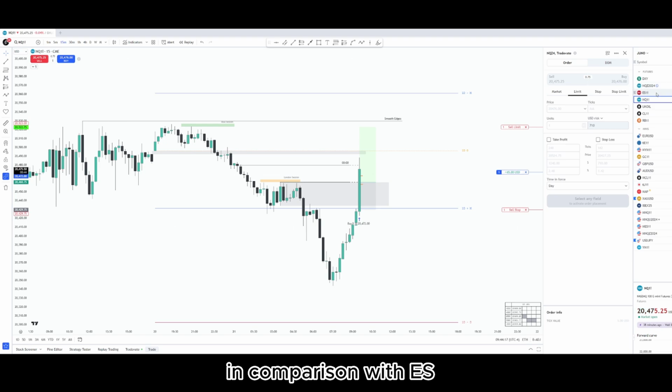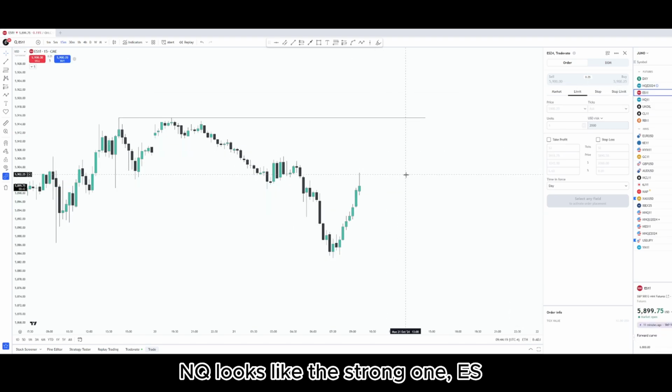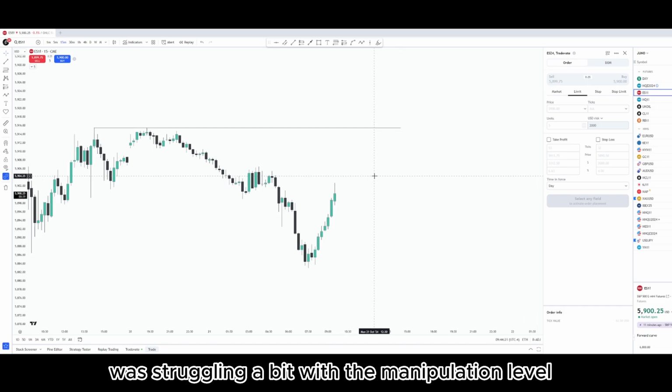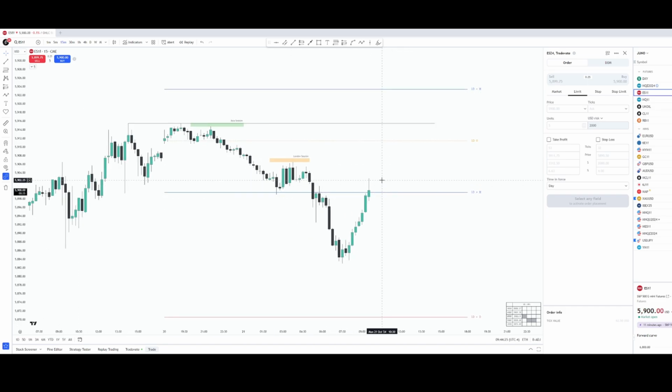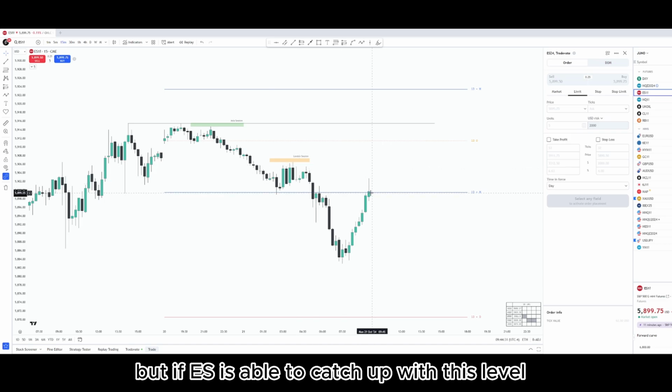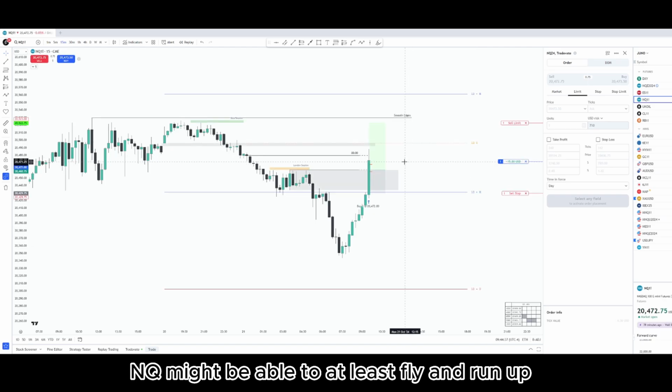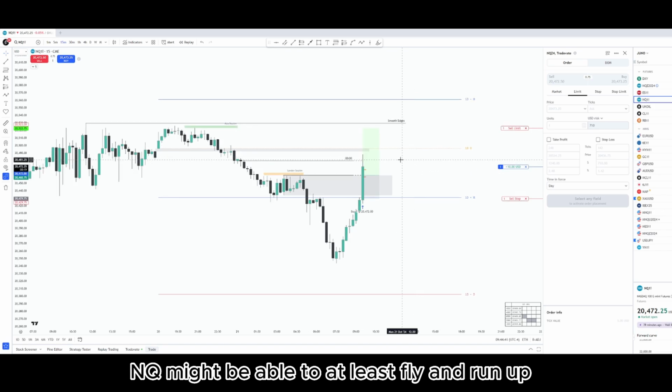In comparison with ES, NQ looks like the strong one. ES was struggling a bit with the manipulation level. So if now we have SMT, but if ES is able to catch up with this level, NQ might be able to at least fly and run up.